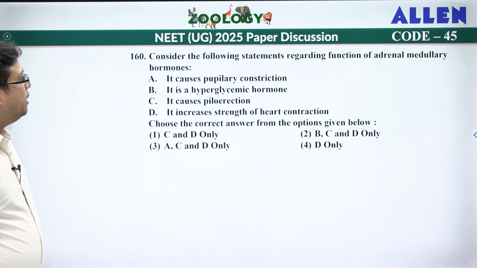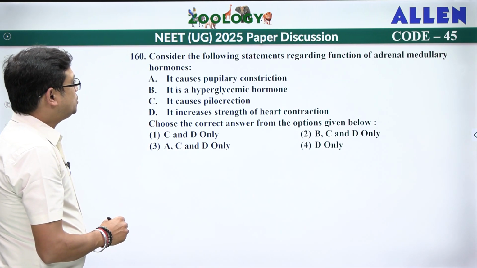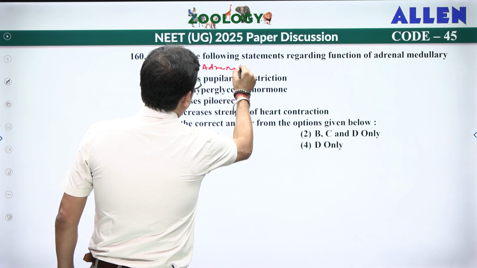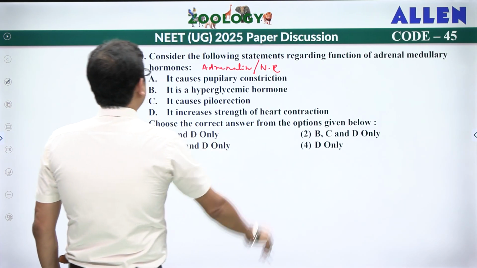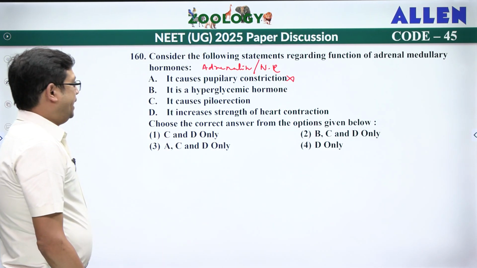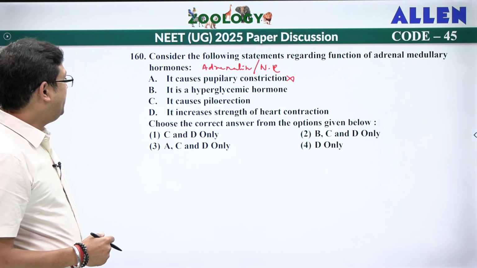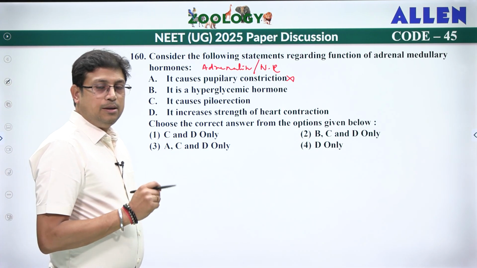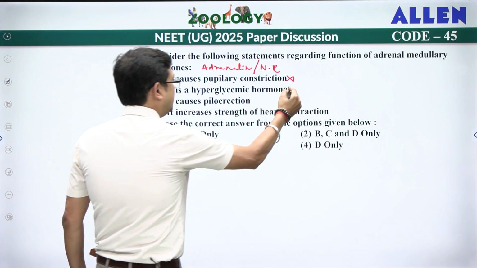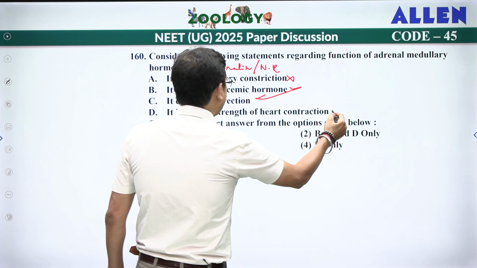Next. Consider the following statements regarding function of adrenal medullary hormones. That means it is talking about adrenaline and noradrenaline, right? So it causes pupillary constriction? No, it causes dilation. So it is wrong. It is a hyperglycemic hormone. Yes, it increases the blood glucose level. It causes piloerection. Yes, so erector pili muscles will contract, so hair on your skin will stand. That is piloerection. This is correct. Increase the strength of heart contraction, that is also to increase the heartbeat, right? So B, C, D.